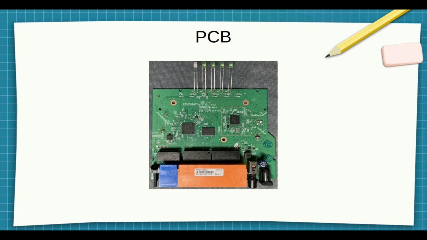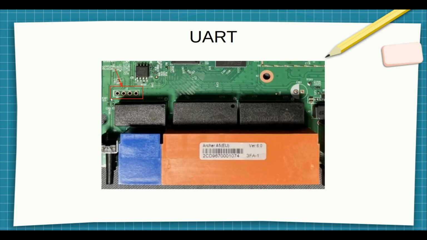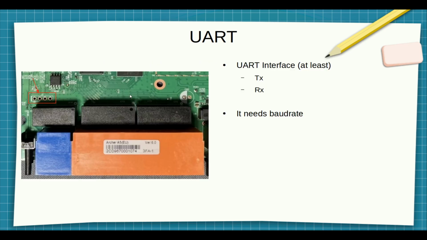You may have noticed here we have four adjacent holes on the board. Maybe it's clearer here. These holes likely correspond to the UART. Generally, a UART interface has at least two lines, transmitter TX and receiver RX. And of course, when we want to connect, we need the ground as well.